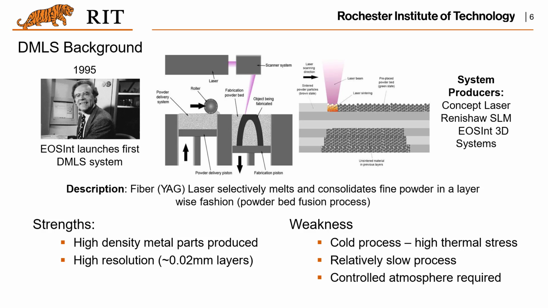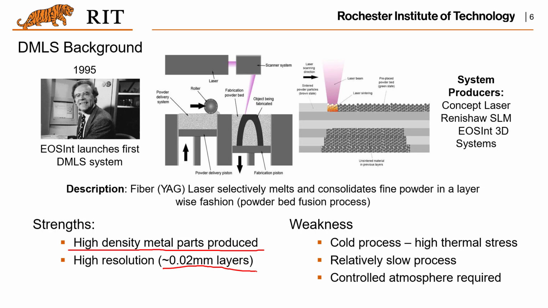Okay, let's continue. So this direct metal laser sintering process was launched by EOS, which is a European company, in 1995. The advantage of this process is the accuracy is really good, also the density. You can see here it gives you a 20 micron resolution for the part. But there are many weaknesses as well for this process.